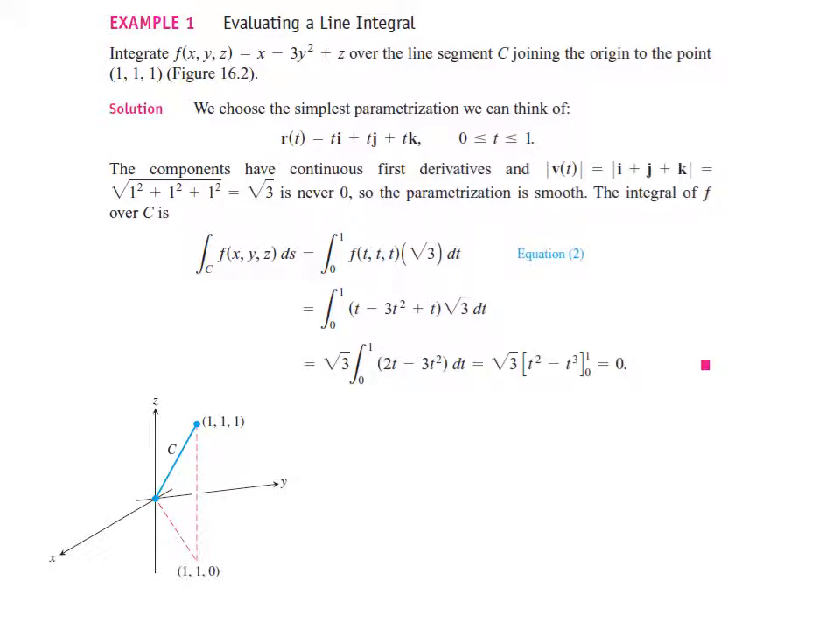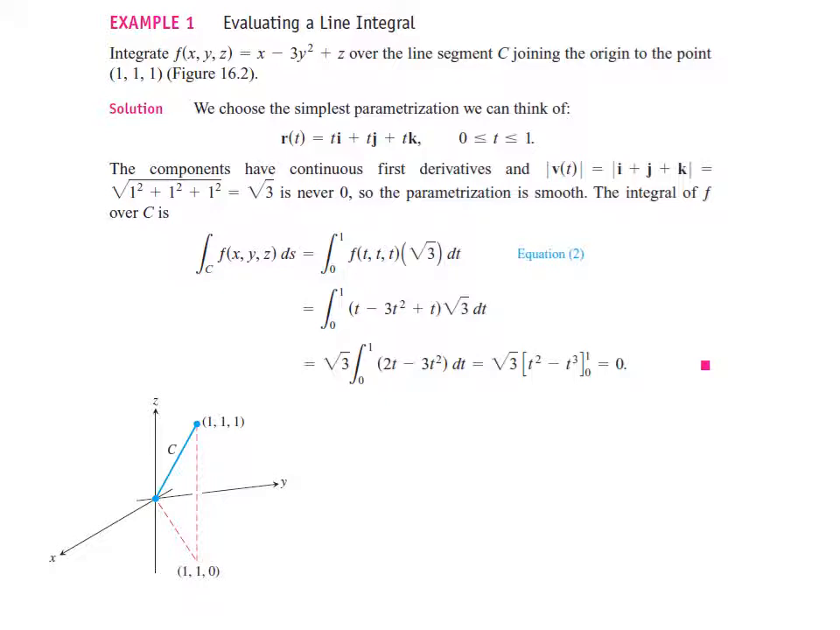Let us take an example of a line integral. Integrate f = x - 3y² + z over the line segment C joining the origin to the point (1, 1, 1).